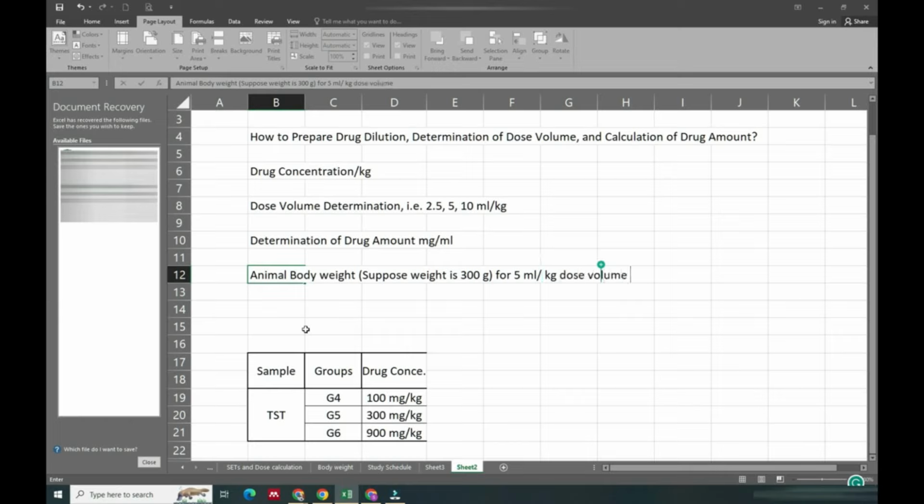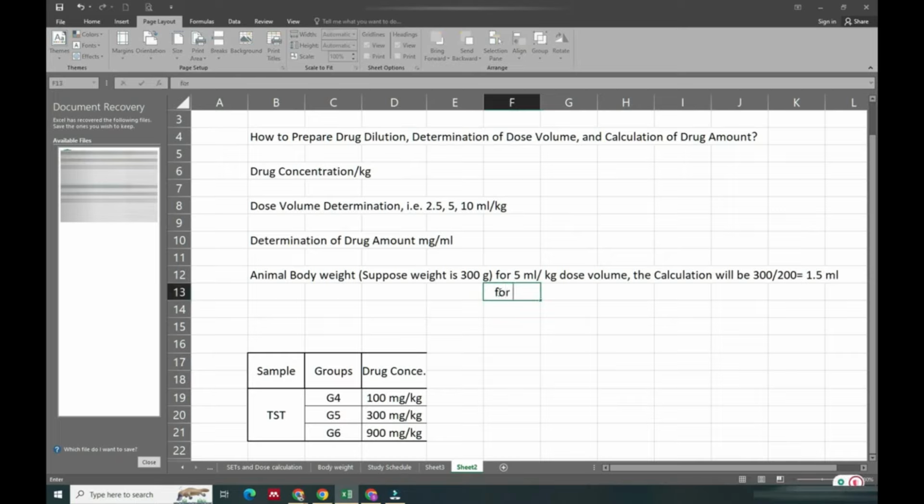While we are calculating the 5 ml per kg dose, we have to divide the 300 gram by 200, so it will easily give the result of what your dose to the animals will be. So it is simple, you have to remember it every time. So 1.5 ml will be the dose to 300 gram animals. So this is dose volume, you can easily calculate it this way.